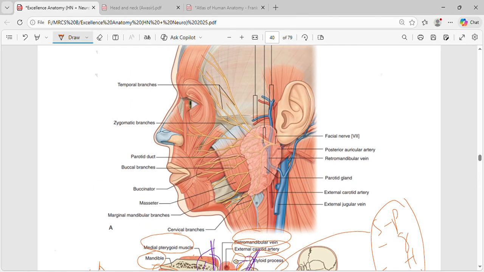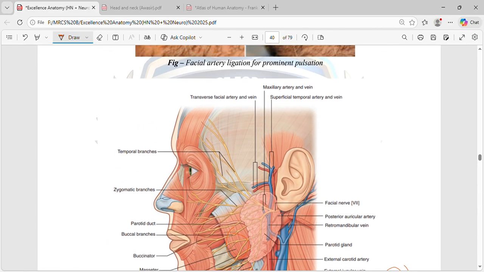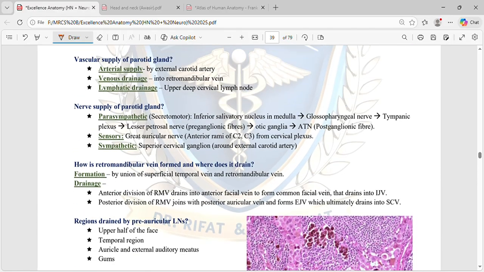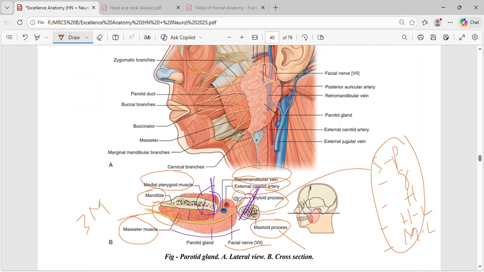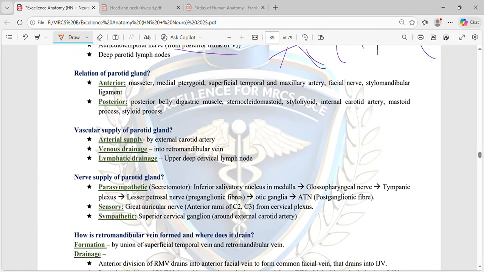You can see the diagram here, you can remember this visualization. This is the masseter, and here medially we have the pterygoid, medial pterygoid, and so on. So this was the trick in this diagram. This diagram is a cross section from above.